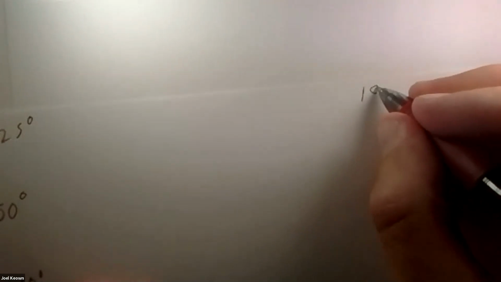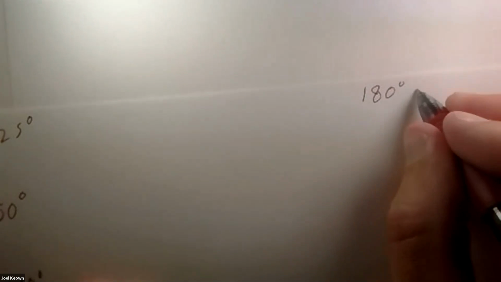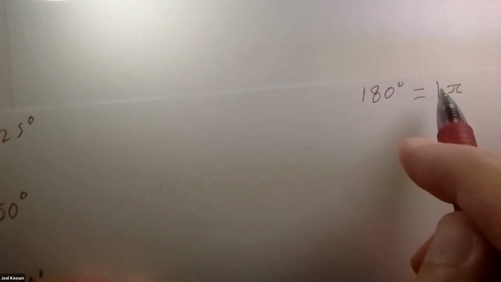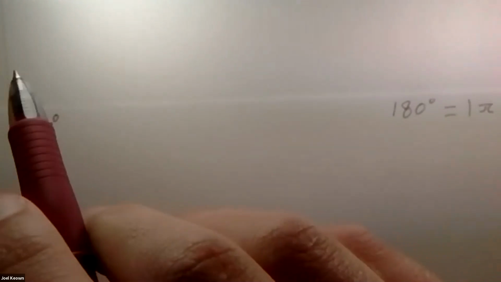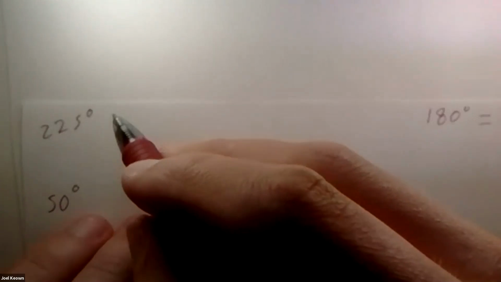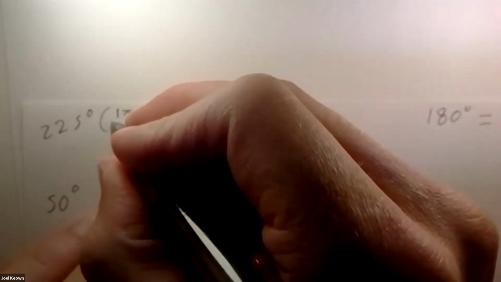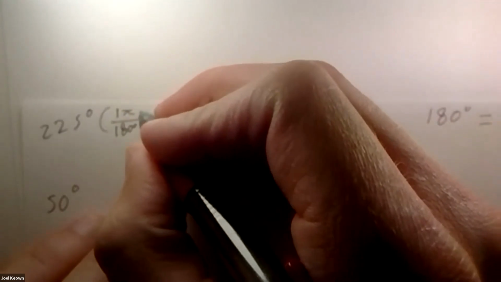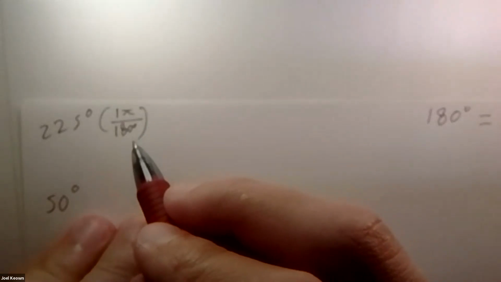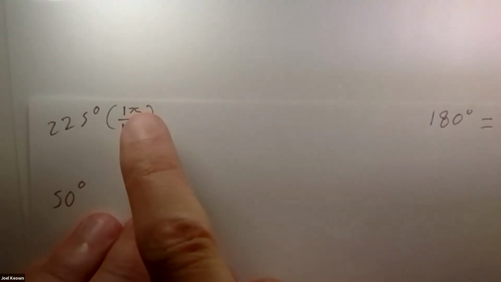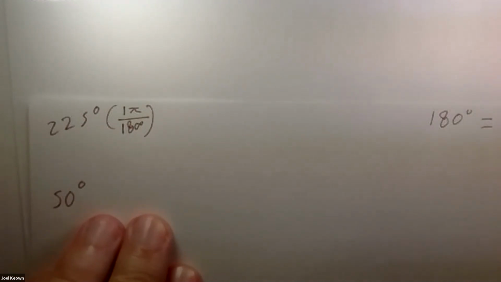Now, remember that 180 degrees is the same thing as 1 pi. We saw that from our unit circle. That's super important. We're going to use that because I'm going to multiply this one right here by 1 pi over 180 degrees. Now, 1 pi and 180 degrees are the same thing. So whenever something's over itself, that's 1. So technically, all I'm doing is multiplying this by 1, which doesn't change it.